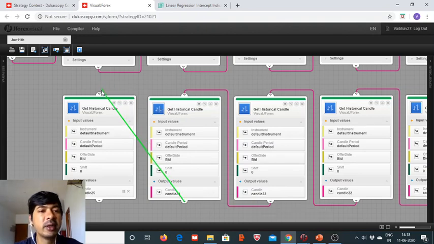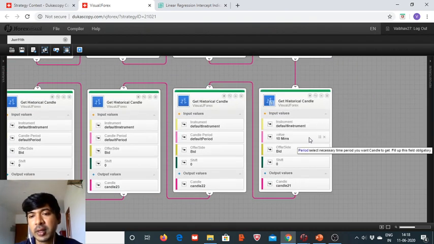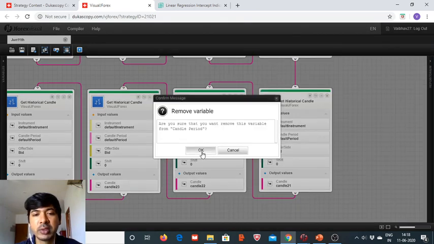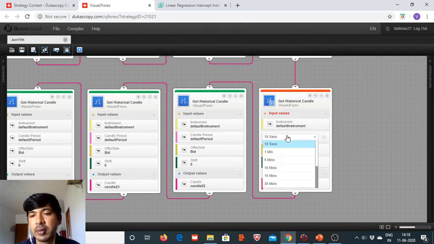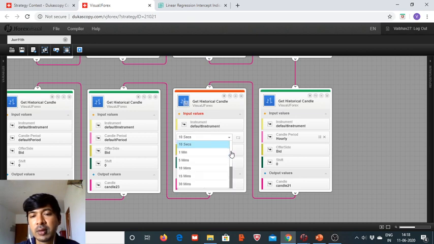Okay, so here we are defining this condition for historical candles, and we now need to change this candle period to 1 hour, hourly. Okay, for this one as well, hourly.